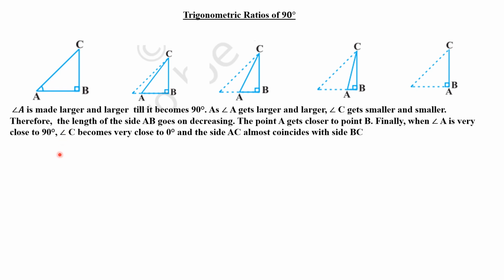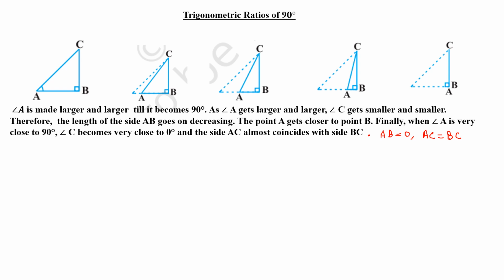So what is happening? When angle A is made larger and larger till it becomes 90, angle C becomes smaller and smaller. And moreover, the length of side AB keeps on decreasing. And then at the end, what happens? This side AC coincides with side BC. So we can conclude from here that when angle A becomes 90, AB becomes 0 because the length of side AB is reducing and it reduced to 0, and AC becomes equal to BC.